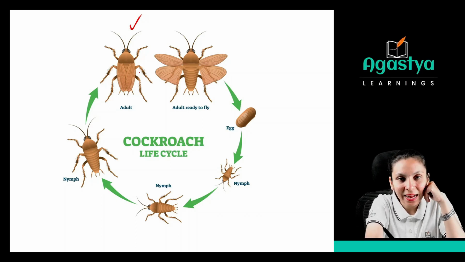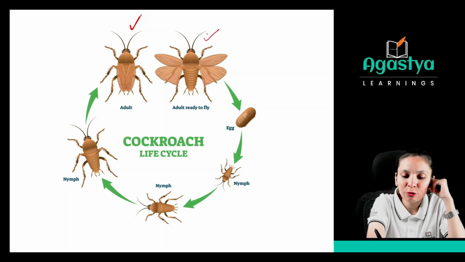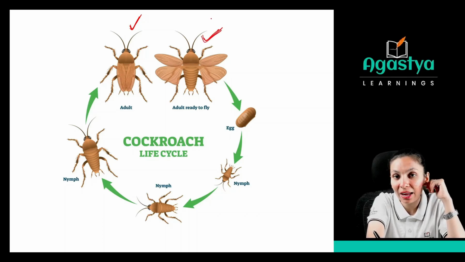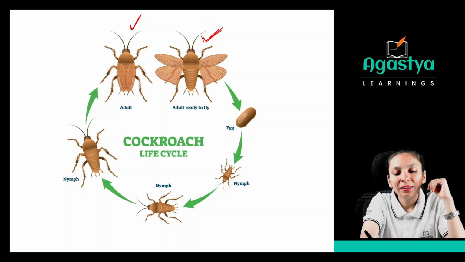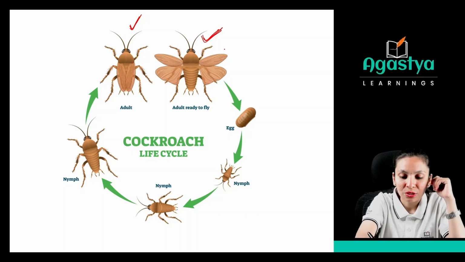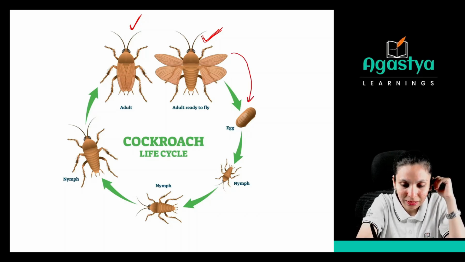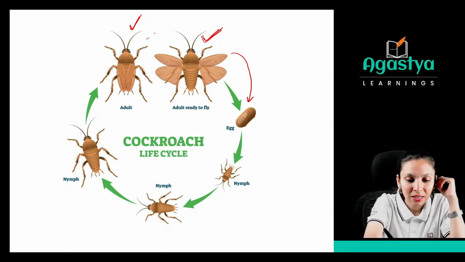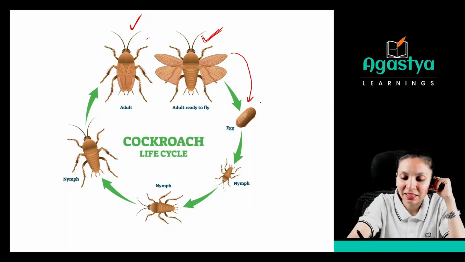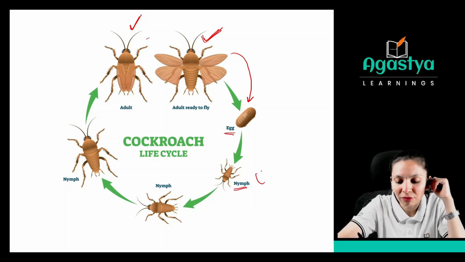Now see, this adult cockroach is there. Now this adult cockroach is ready to fly, right? They can fly from one place to another as we have discussed. So now this adult cockroach will lay some eggs, right? So the first stage is they become adult and then they will lay eggs. Now from this egg, the baby cockroach is called a nymph. The baby cockroach is called a nymph.